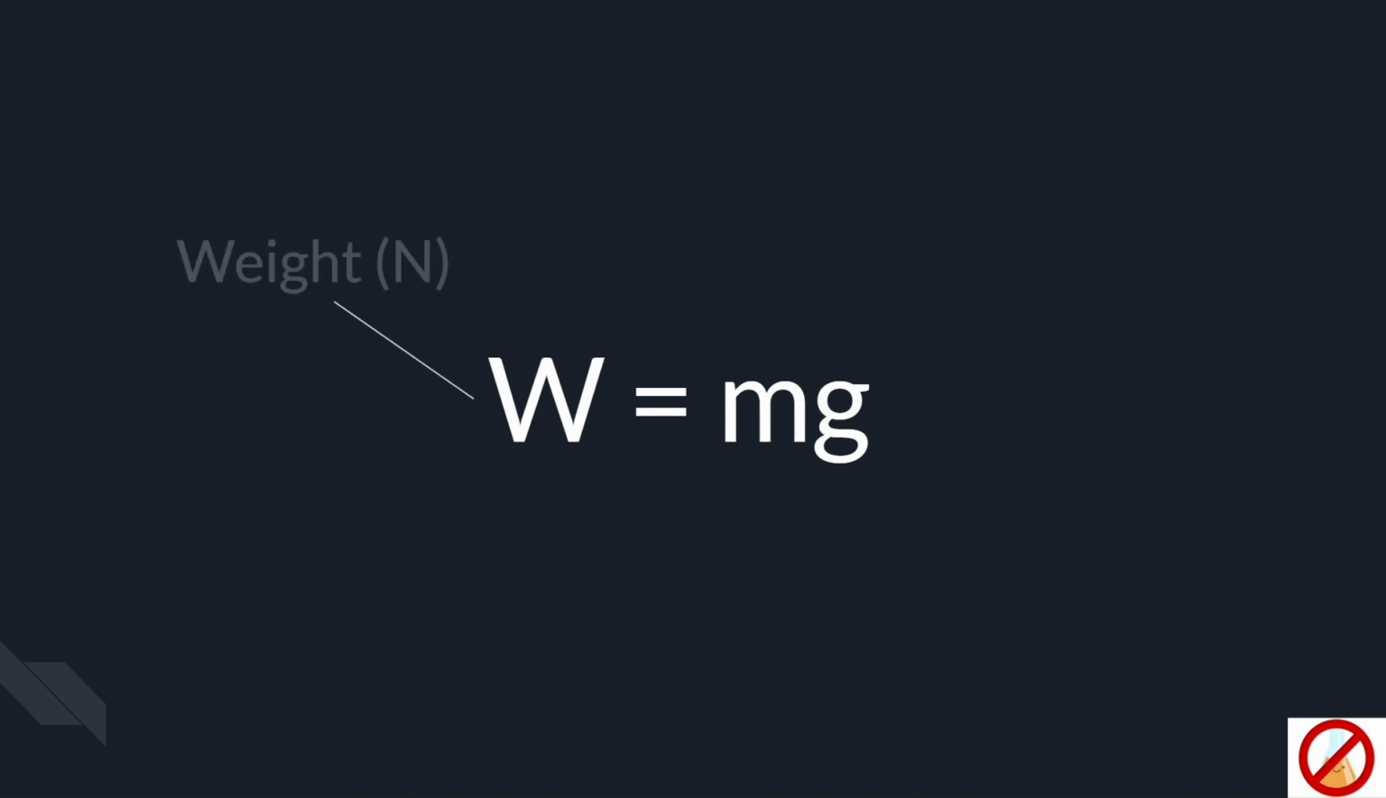How do we calculate weight? This takes us to our first equation, W equals mg. So what does this mean? I'll break down the equation to make it easier. W in this case means the weight, and we give it a special unit called Newton, which is written as an abbreviation of N. And we have m, and that's our mass.